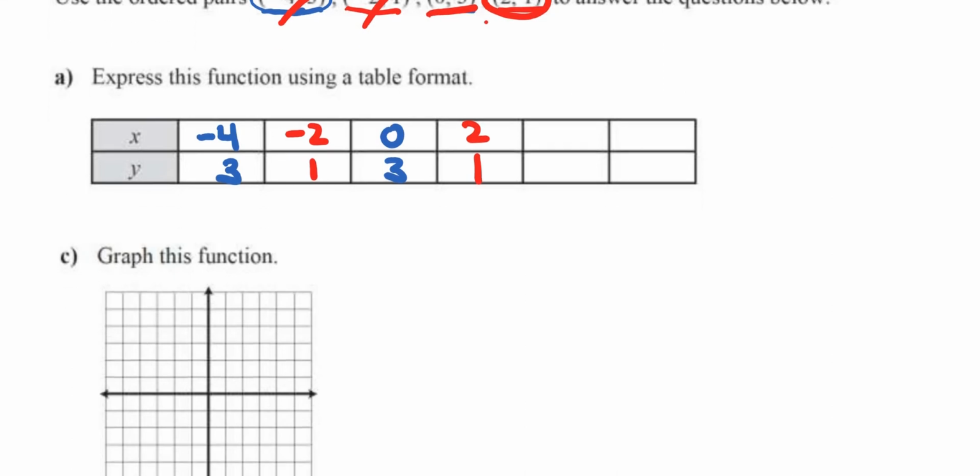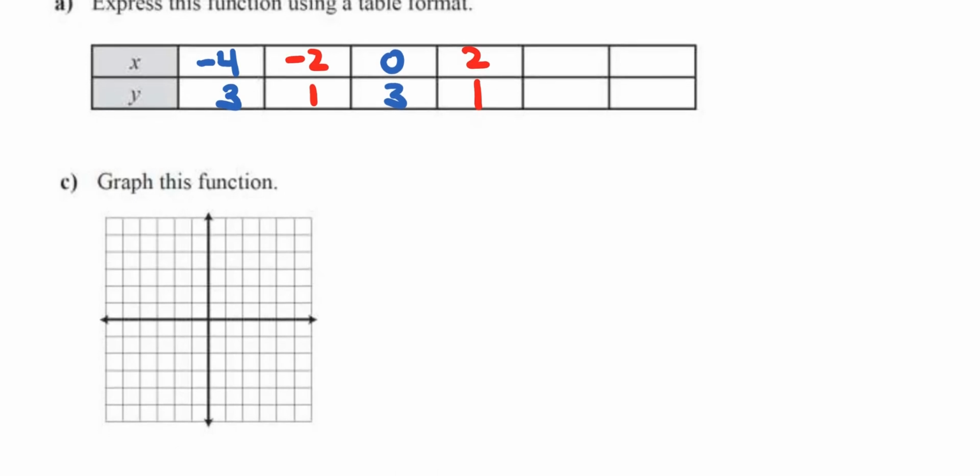And then finally, I need to graph these results here. So if I have -4, 3, I go left 4 and up 3.